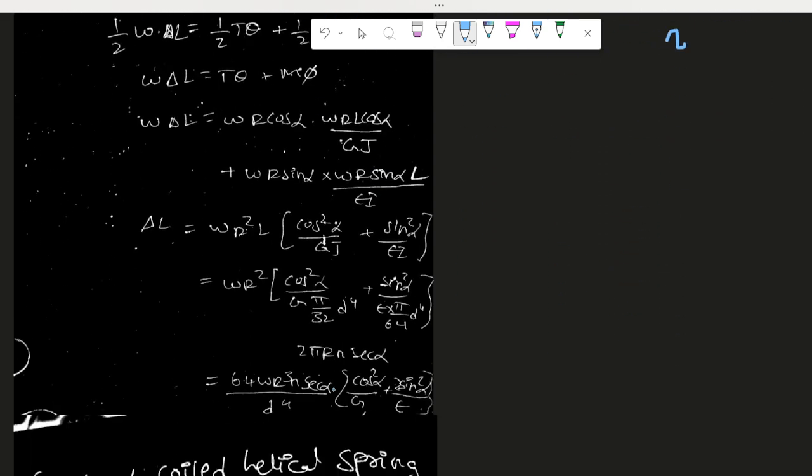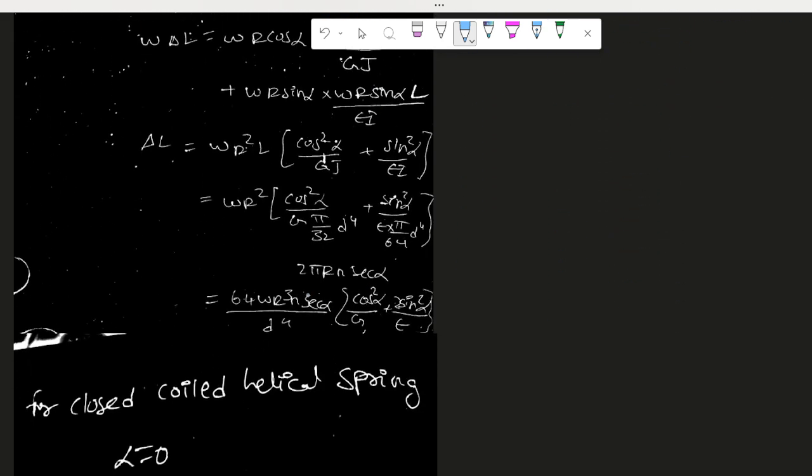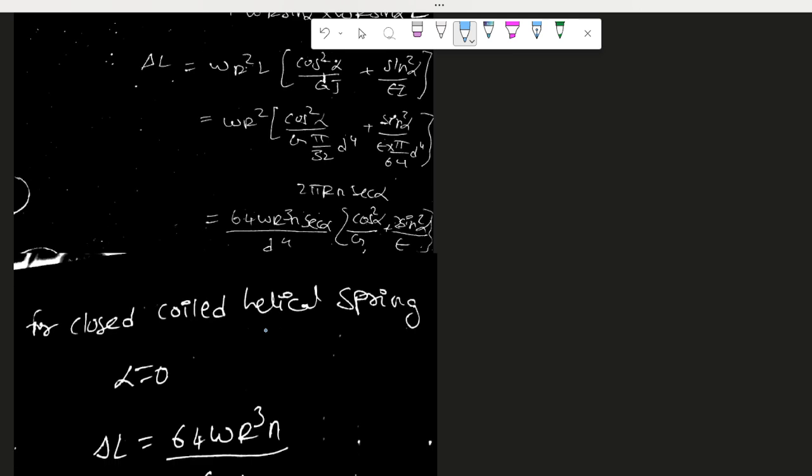Solving this term, we get cos square alpha by G plus 2 sin square alpha by E, into 64 W R cube n secant alpha by d power 4. Substituting this value gives the total deflection of an open coiled helical spring.